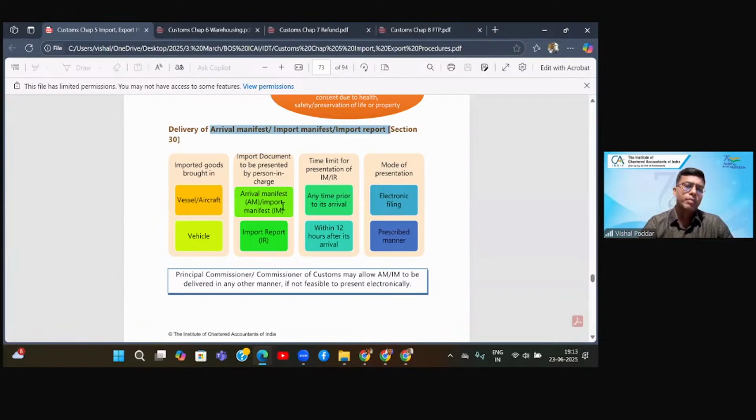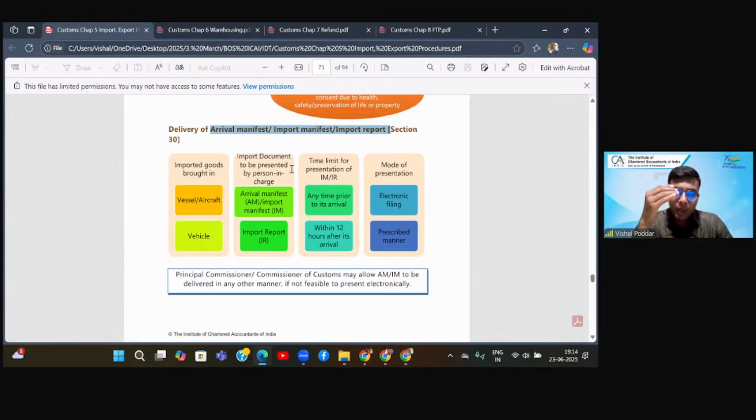Now, what is this arrival manifest, arrival report, etc.? It is the details of what you are carrying in your ship or aircraft, and from which places the passengers or the goods have been loaded in your ship or aircraft. These details are mentioned in this particular report. Now, this is very important because only on the basis of this report, the customs will allow you a very important permission, which will come in the next point, that is permission of entry inwards. And without that permission, you cannot unload the goods.